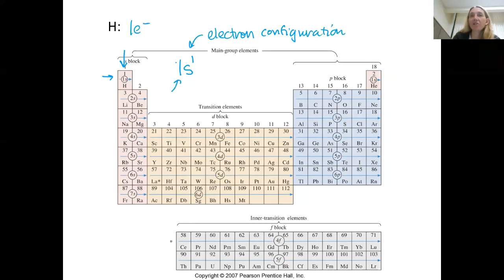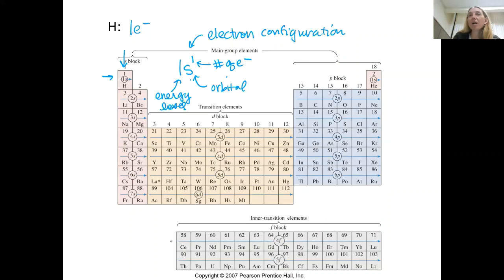Okay, electron configuration has this 1, which is the energy level. S is the orbital. And this little number up here is the number of electrons. Okay, so hydrogen has 1 electron, I start up here in energy level 1. The orbital is s, and because there's only 1 electron, that's the number of electrons.